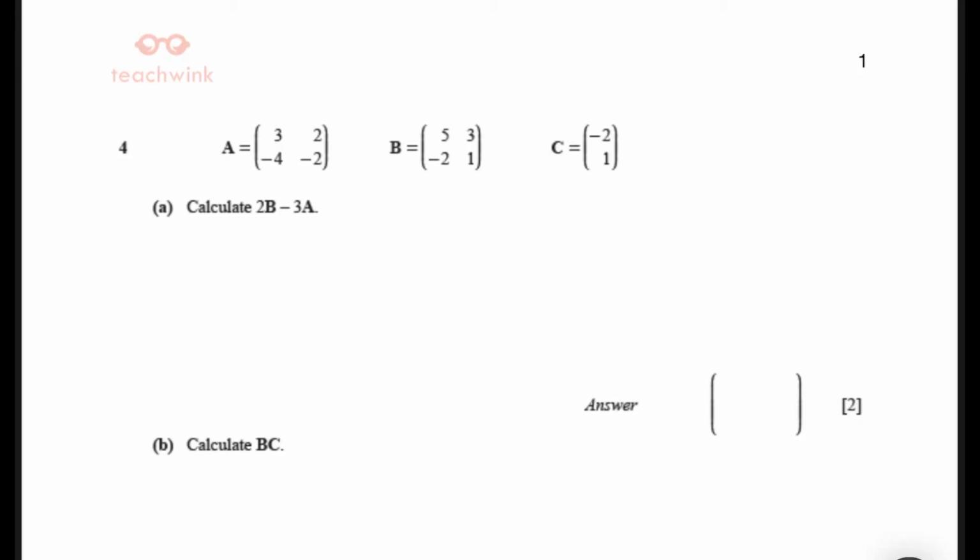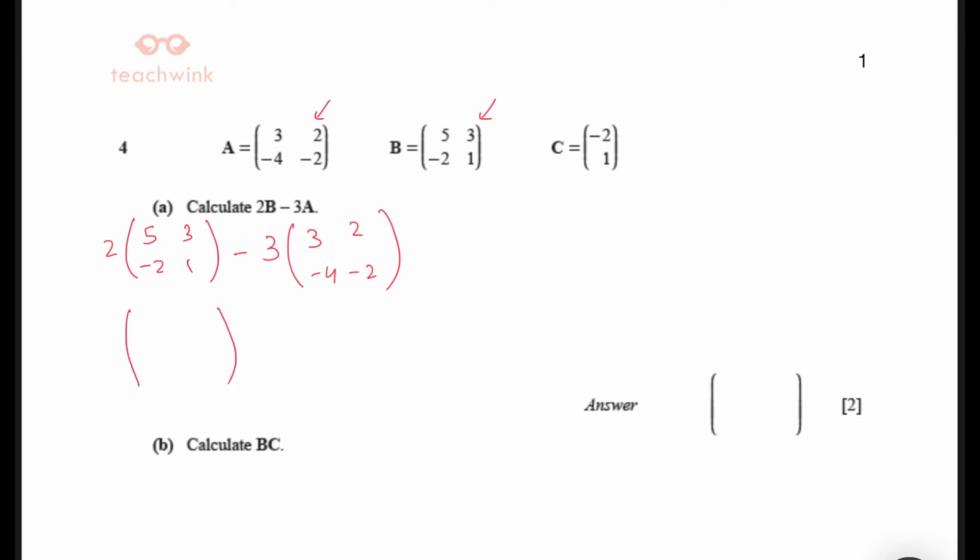Part A says calculate 2B minus 3A. That means we multiply this with 2 and this with 3 and then subtract their products. So let's first write them down. 2 is being multiplied with the matrix B, and then it is being subtracted from 3 being multiplied with the matrix A. Let's first multiply them.